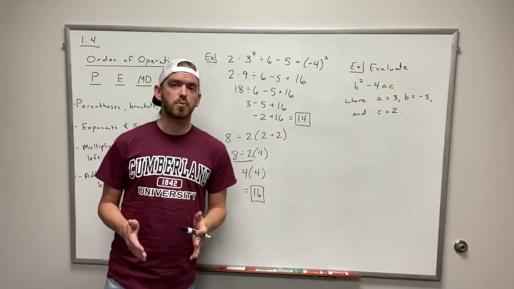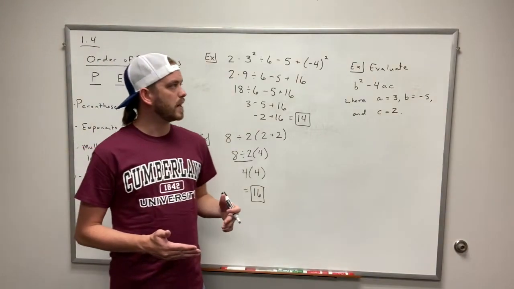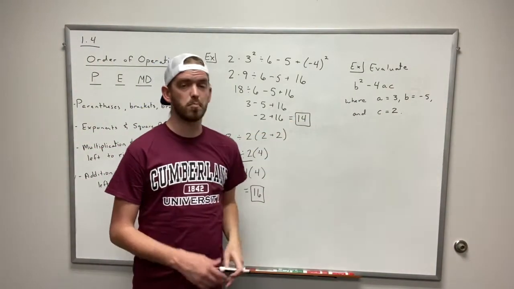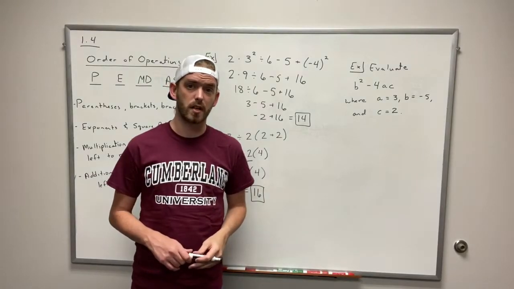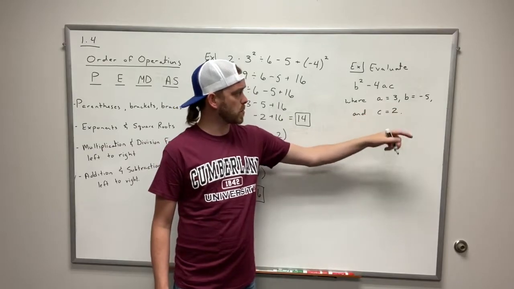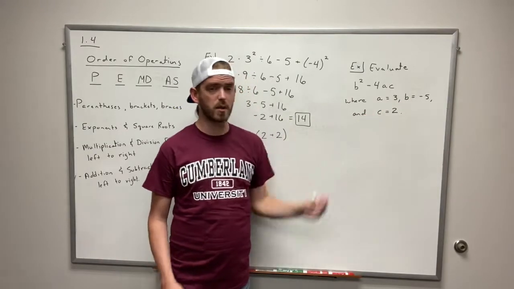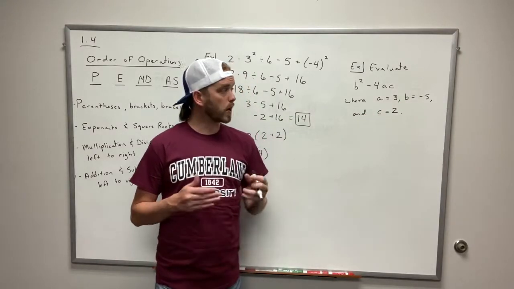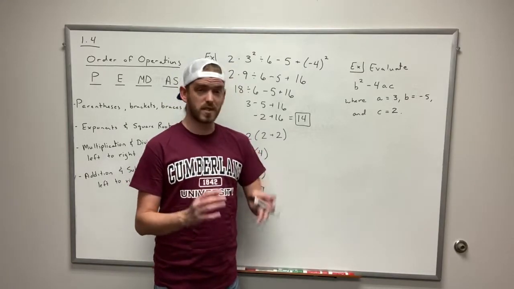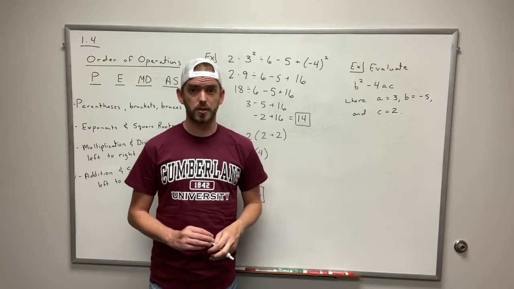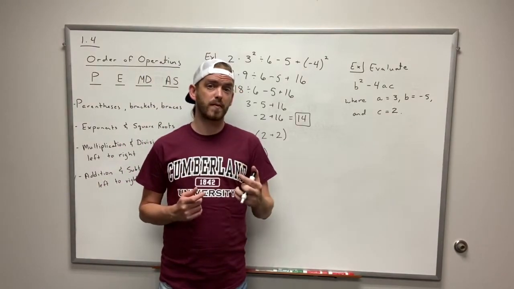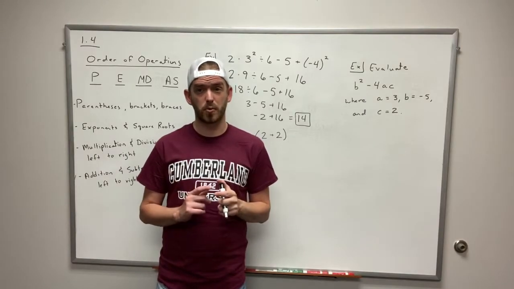The last problem that we're going to work on is to evaluate the expression. So we're given this expression b squared minus 4ac, but we're given values for a, b, and c. So we have a equals 3, b equals negative 5, and c equals 2. So we're going to plug those values in, we're going to substitute those in, and we're going to simplify the problem using order of operations. One thing that I want to make a note of is when you are substituting values in, it's always good to put those in parentheses.